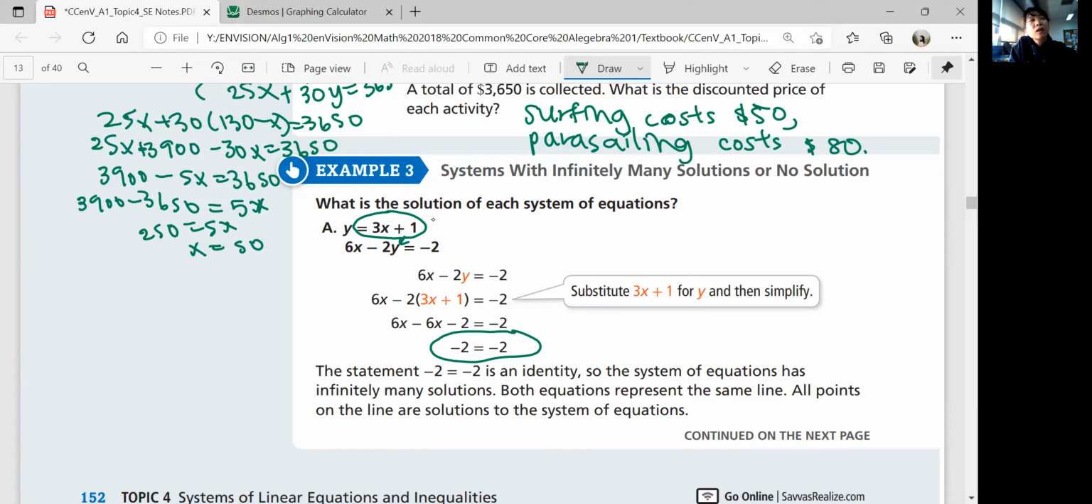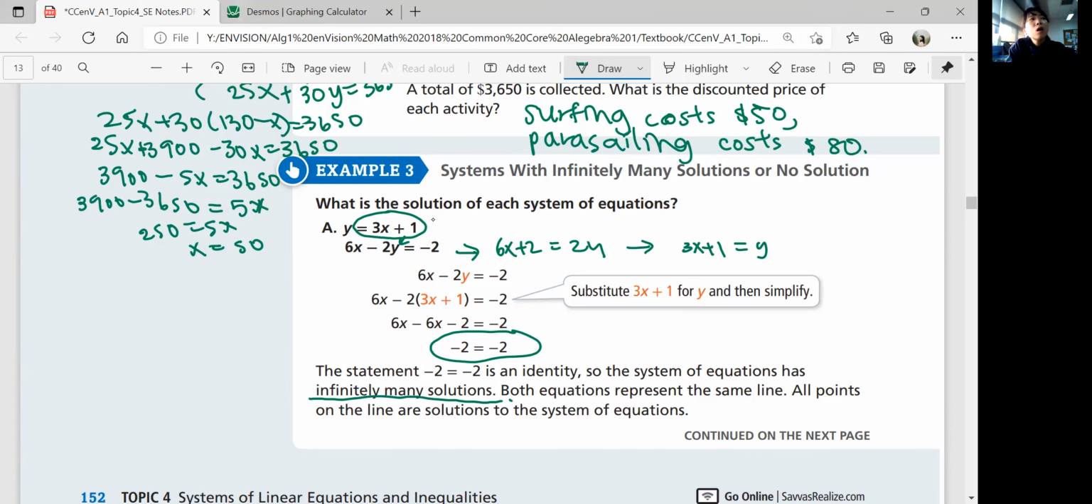In fact, if you change this to slope-intercept form, you have 2y is equal to 6x plus 2. And then divided by 2, you get y is equal to 3x plus 1. And so that's equal to y equals 3x plus 1. So they're exactly the same equations. You're going to have infinitely many solutions.